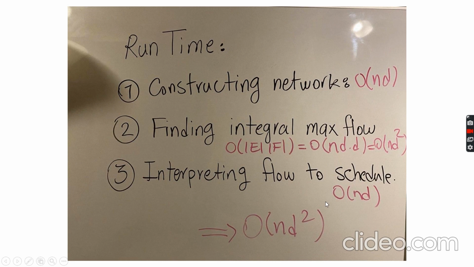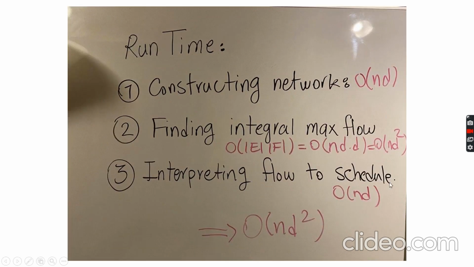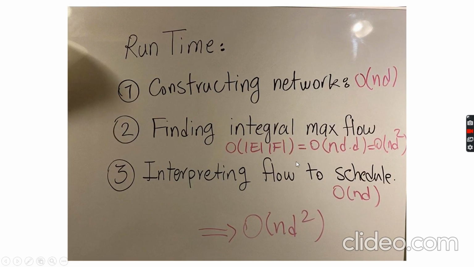And for phase 3, basically what we do is we take a look at each of these edges here, and then we decide who is going to drive on which day. So again, this is going to take a time of at most O of nd. Again, if you sum all of these up, you'll see that the time it takes to run this algorithm is going to be O of nd squared. So this is the proof for part A of problem 1.